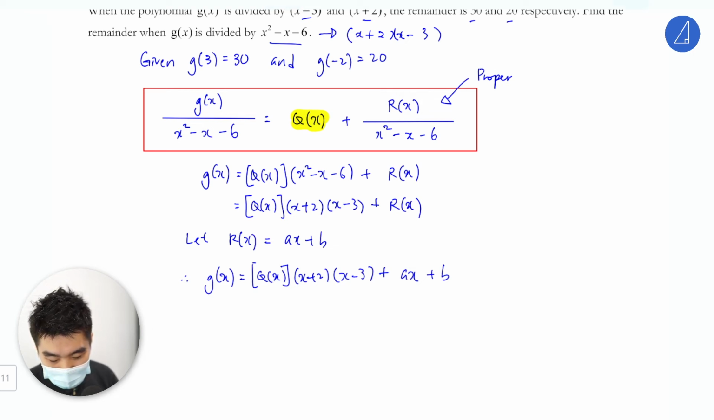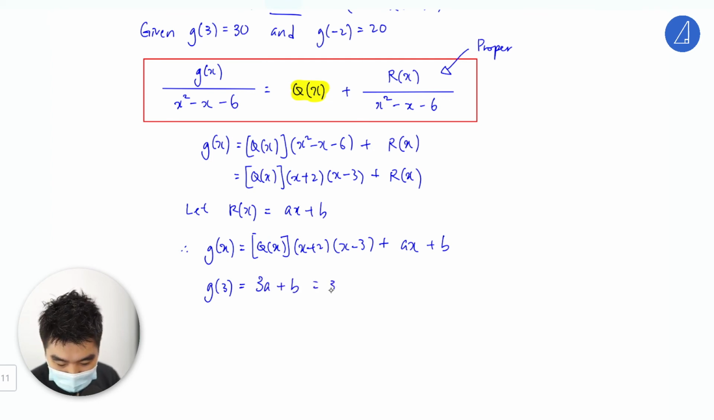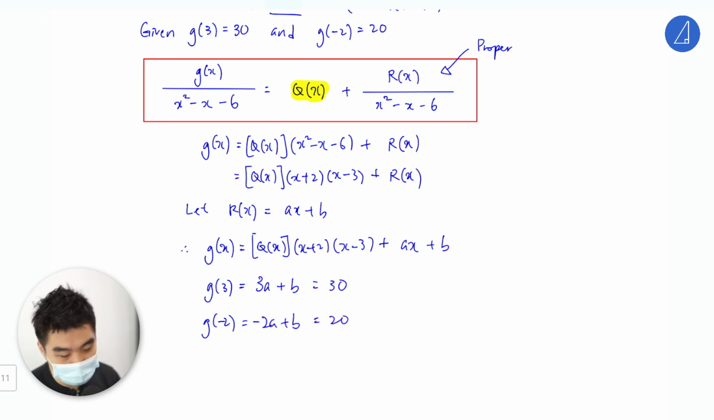Alright, so this is where your clue comes in, given that g(3) is 30. So g(3) is actually equal to, you realize that this 3, when you sub into this q(x) portion, we have what we do in cover-up rule. The whole thing becomes 0. So it doesn't matter what our q(x) is actually, because x minus 3 is 0. Multiplied by 0, the whole thing is gone. So this is just 3a plus b. And this is equal to 30. Okay? And we have g(-2), which likewise gives you negative 2a plus b. And this is equal to 20.